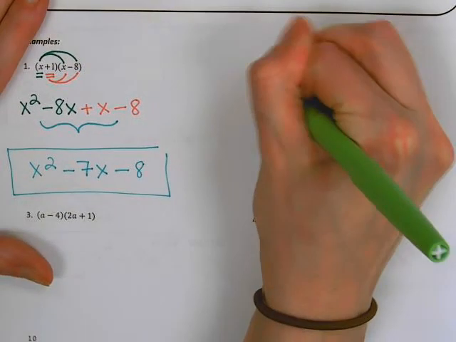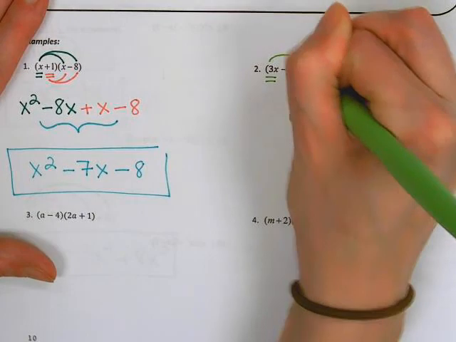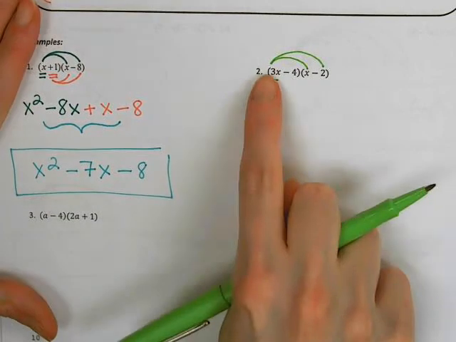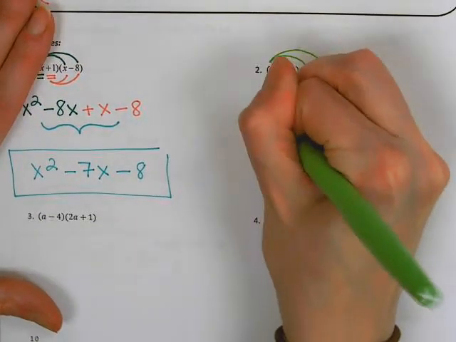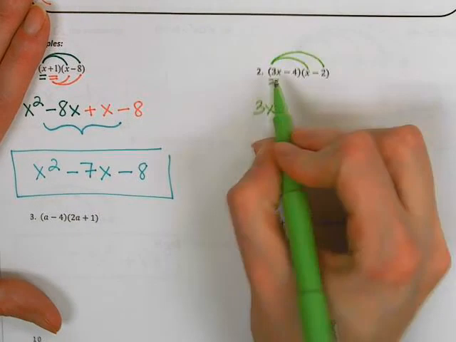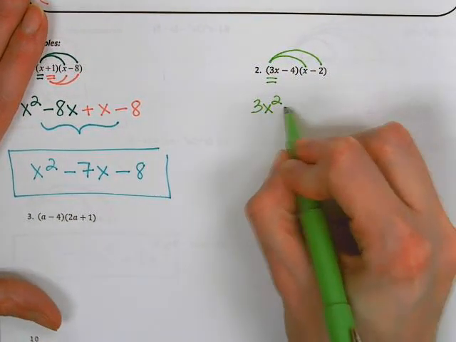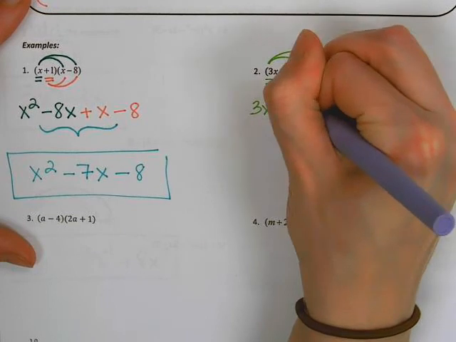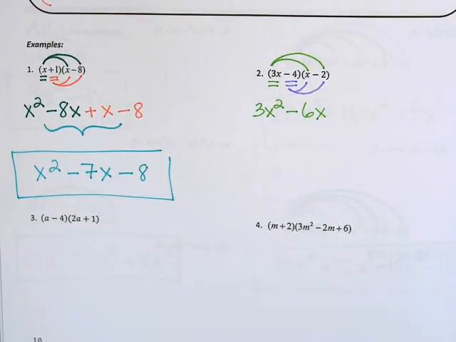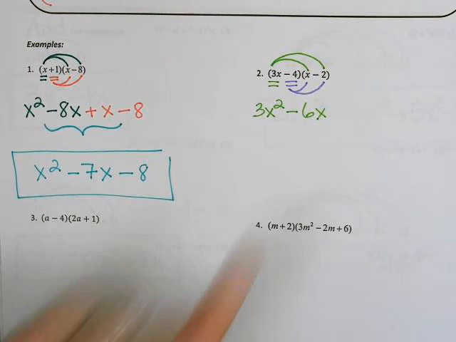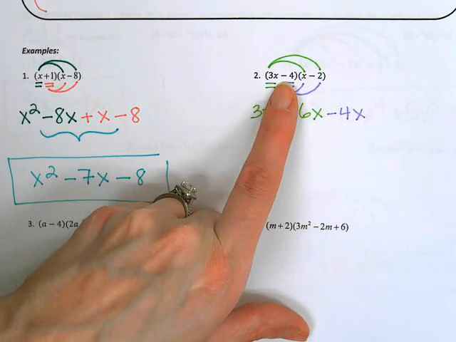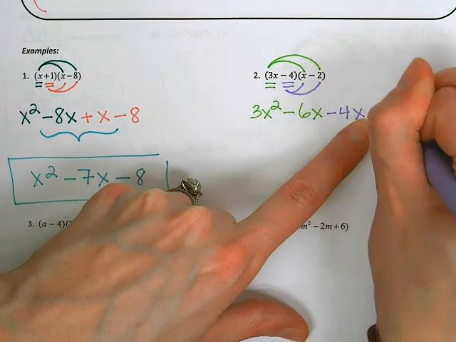So first take the first term and you're going to multiply it to both of these. So 3x times x is 3x squared. 3x times negative 2 is negative 6x. And then we're going to take the negative 4 and do the same thing. Multiply to both of those. So negative 4 times x is negative 4x, and negative 4 times negative 2 is positive 8.